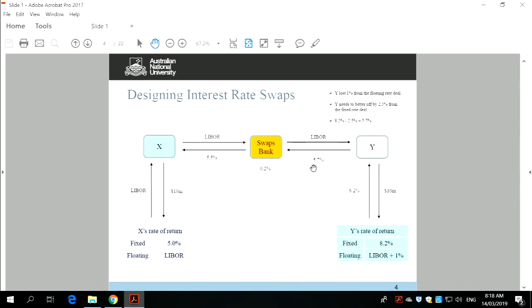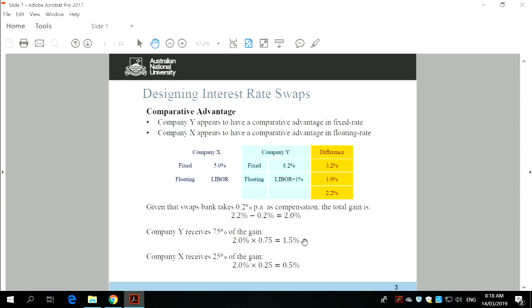Now, what about company Y? So as I mentioned, company Y lost 1% from the floating rate deal, but company Y is better off by 2.5% because company Y is paying 5.7%, on the other hand, receiving 8.2%. So company Y is better off 2.5 from the fixed rate deal, worse off 1% from the floating rate deal. Overall gain for Y is 1.5. Again, the box is ticked, right? So we achieved the target for company Y.